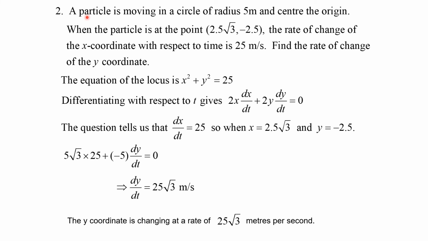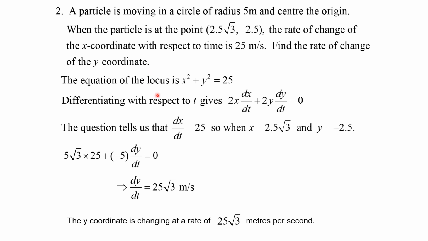A particle is moving in a circle of radius 5 meters and the center is the origin. So the center has coordinates (0, 0), and the radius is 5 meters. When the particle is at this particular point (x, y), the rate of change of x, that means dx/dt, with respect to time is 25 meters per second. So dx/dt is 25 meters per second. Find the rate of change of the y coordinate. So the rate of change of the y coordinate is dy/dt.